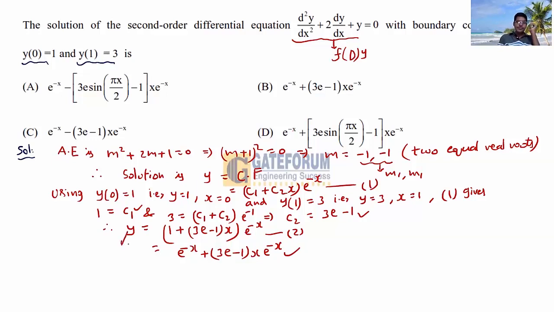The solution is e power minus x plus 3e minus 1 into x into e power minus x. Accordingly, the option is B. This is end of the question.